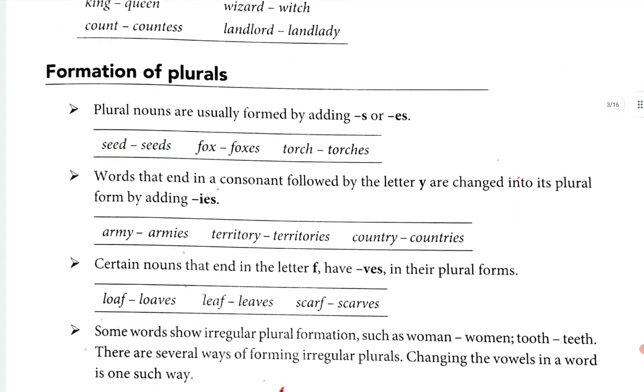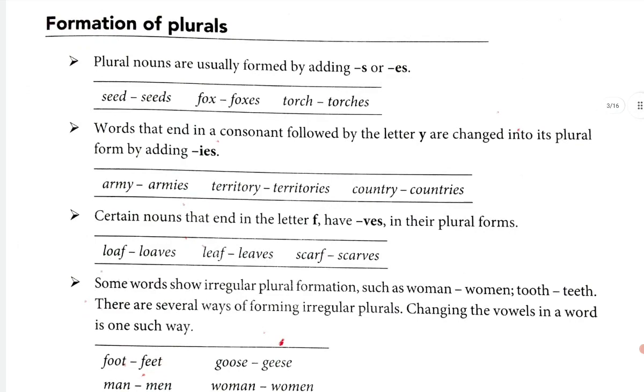Now, coming to the formation of plurals in nouns. Plural nouns are usually formed by adding s or es. For example, seed, seeds, fox, foxes, where es is added. Then torch, torches. There also es is suffixed. Words that end in a consonant followed by the letter Y are changed into plural form by adding IES. Examples are also given there: army, armies, territory, territories, country, countries, etc. So you got the examples for suffixing IES.